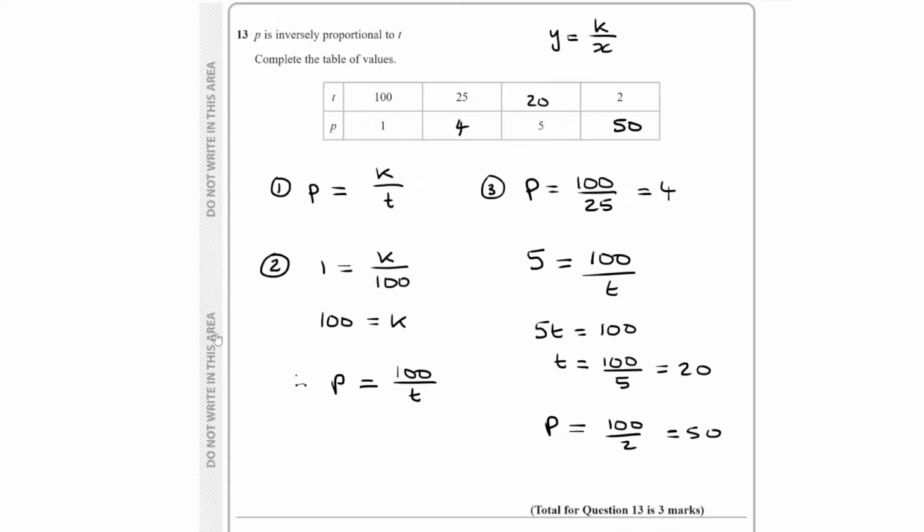So proportion is quite nice as long as you memorize the formula. The formula for that's inverse proportion. Direct proportion would be y equals kx. Okay, so as long as you memorize those two starting points, you can apply them to any question.